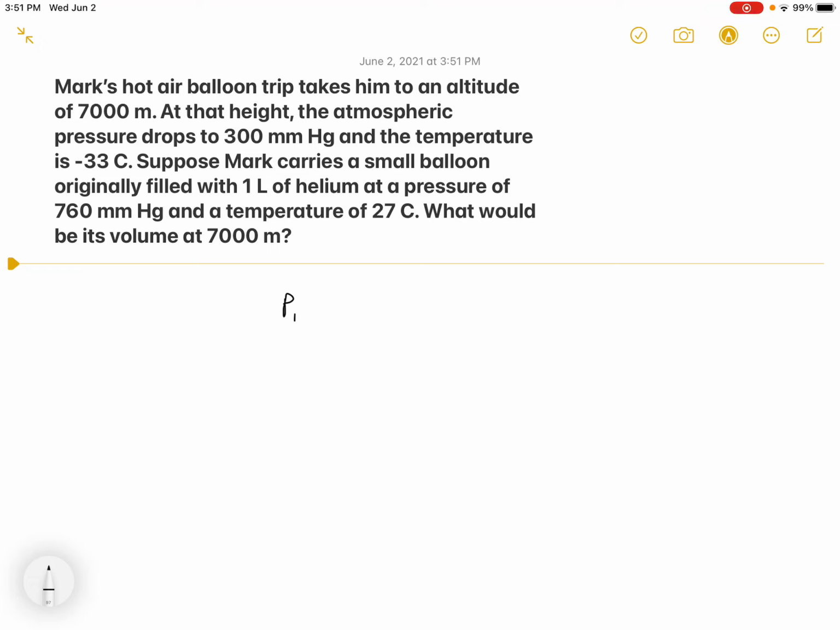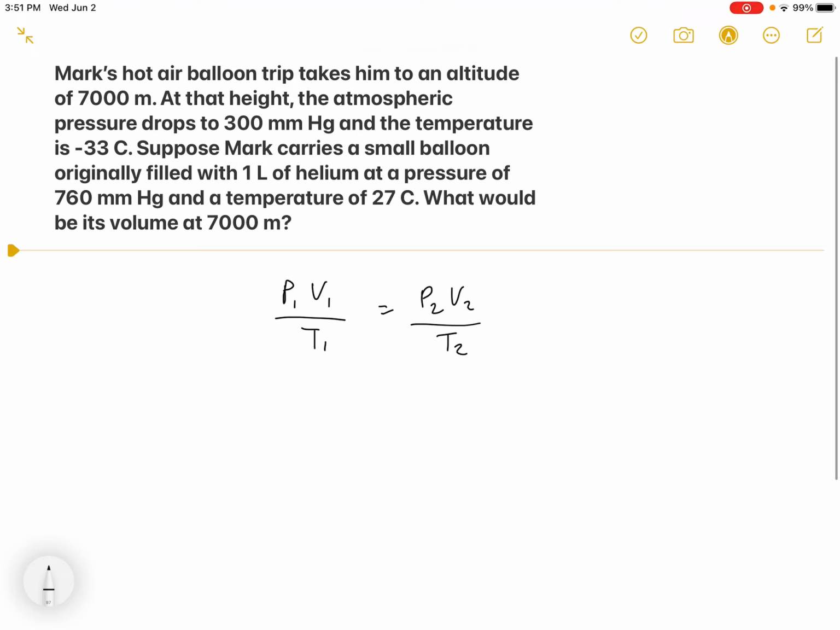The combined gas law is given by P1V1 over T1 equals P2V2 over T2. And as we go through this question, we'll be able to discuss why we knew to use that equation.